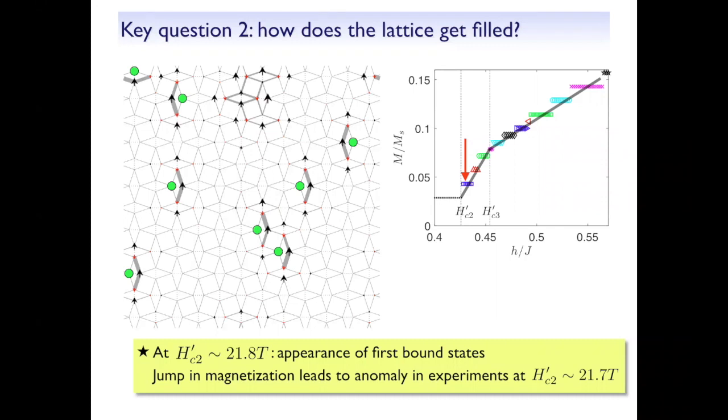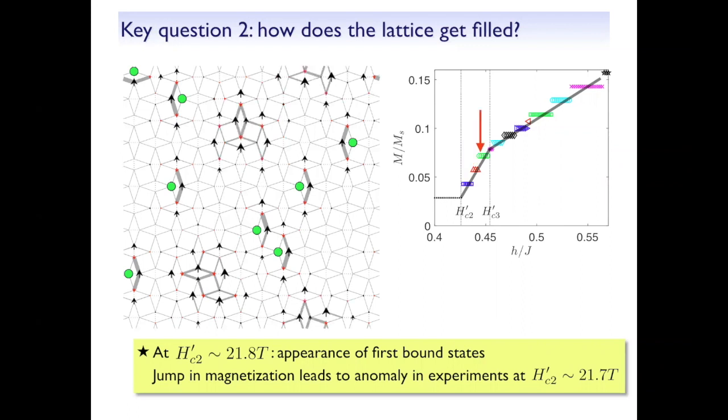Now, in an infinite system, we can expect that there are many locations in the lattice with a similar energy to form a bound state, so that we can expect that the magnetization will jump at this characteristic field here, which is compatible with the anomaly that has been observed in experiments at the fields which are compatible with the value we find here.